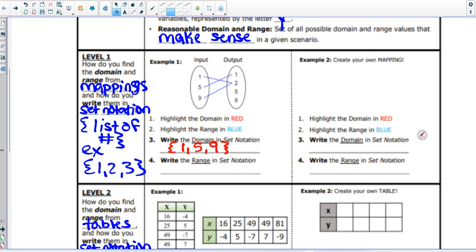That's it. For my output, I'm going to write that in blue. My outputs are the ones that have lines going to them. So I'm going to put 1 and 2. That is it. 5 and 9 are in the oval, but they don't have lines going to them, so they are technically not a part of our output.